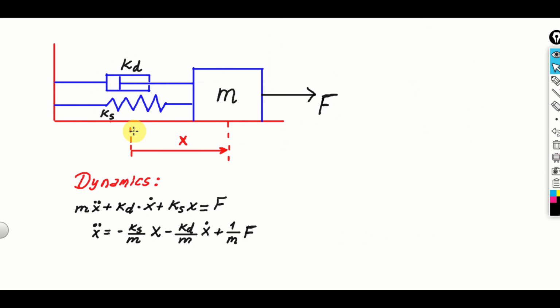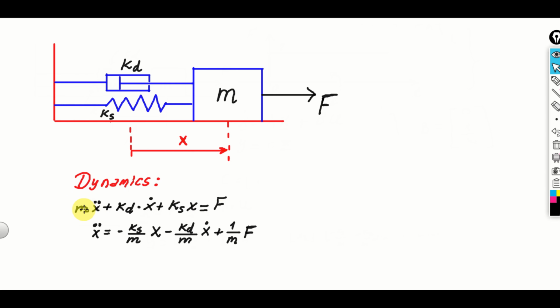Over here, we introduce the variable x. The variable x is actually a displacement of the box from its equilibrium point. By applying Newton's second law, we actually obtain the dynamics of our system. And this ordinary differential equation represents the dynamics.